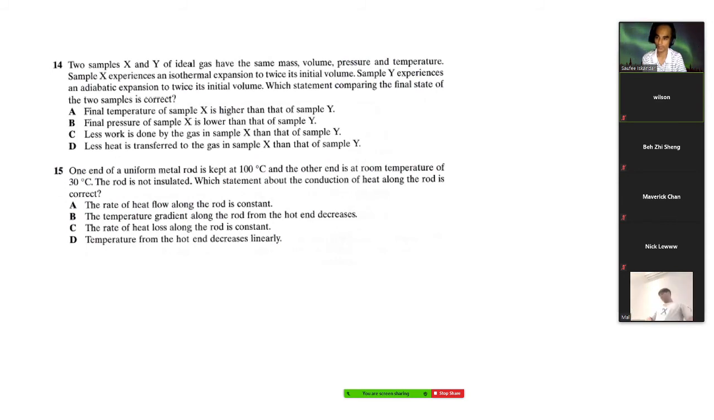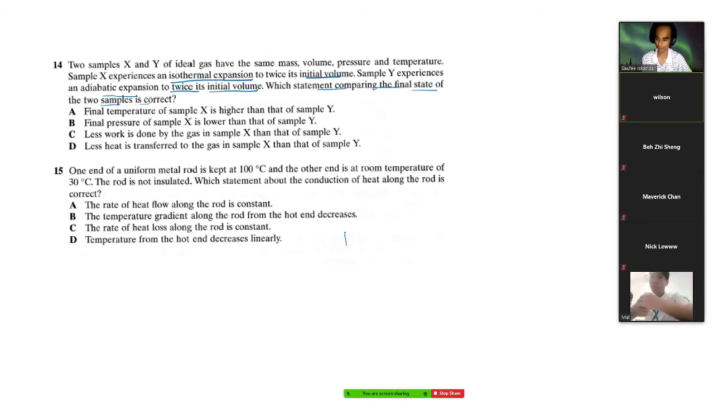Two samples X and Y of the gas have the same mass, volume, pressure, and temperature. Sample X experiences isothermal expansion to twice its initial volume. Sample Y experiences adiabatic expansion to twice its initial volume. So both of them expand to twice their initial volume. Which statement comparing the final states of the two samples is correct?